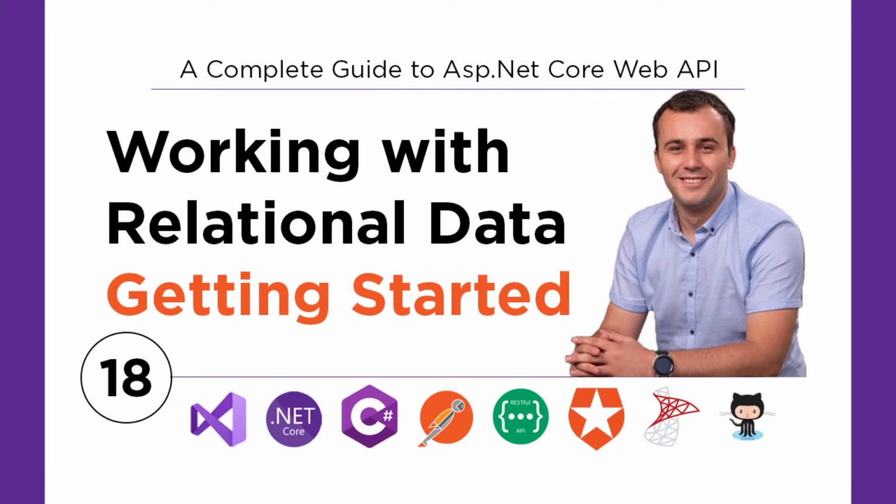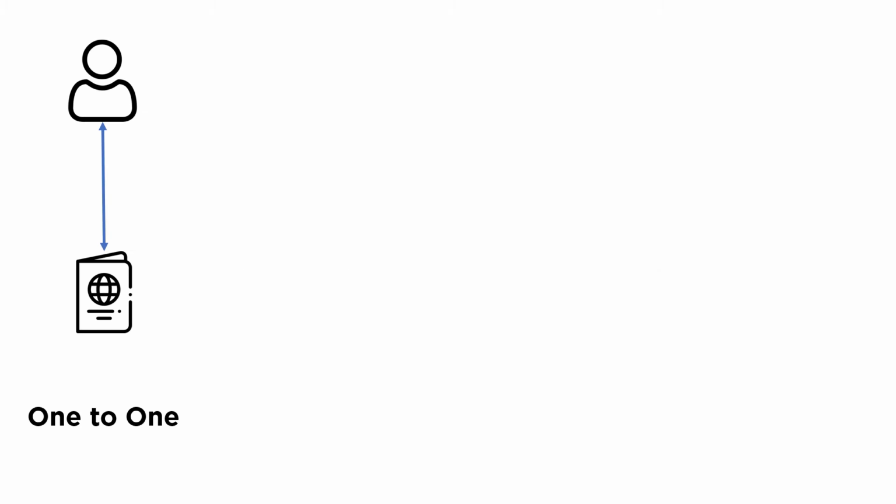But how many types of relationships are in a database? Well, there are three types of relationships that can exist between two entities. The first one is the one-to-one relationship, and an example would be a person and a passport. So, a single person has a passport, and a passport can belong to a single person.